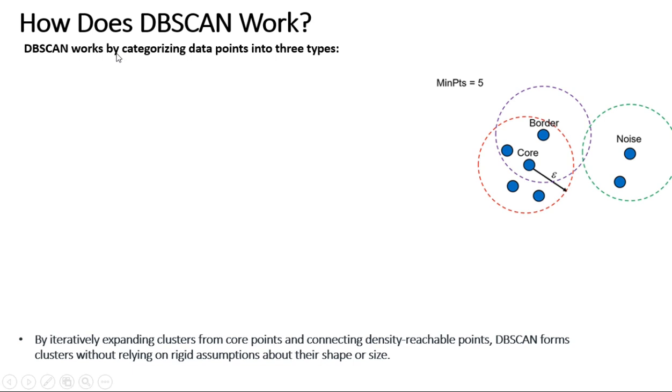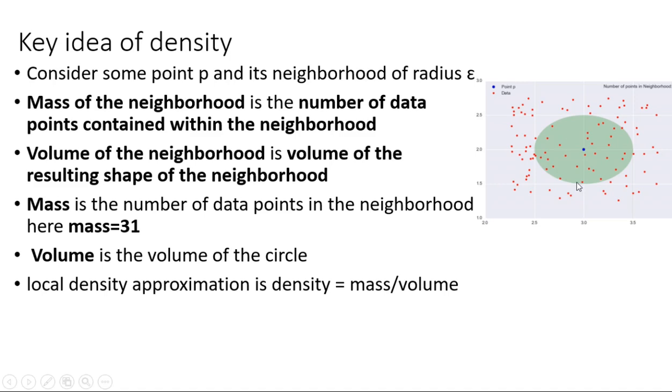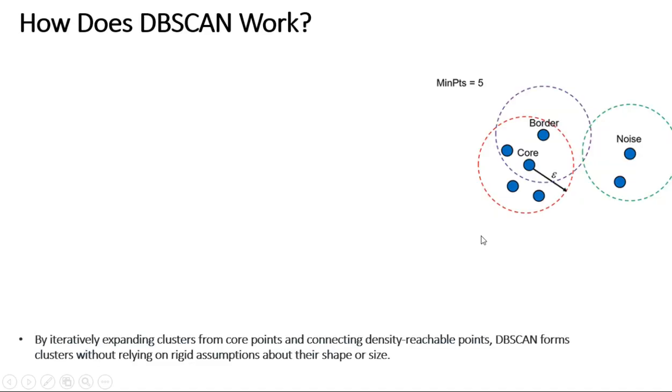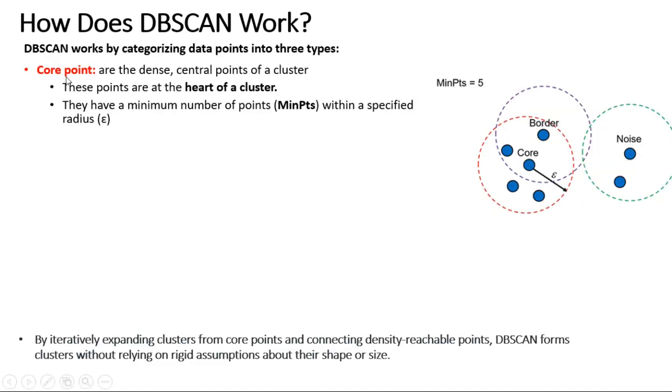DBSCAN works by categorizing the data points into three types. I've been talking about data points in this diagram, but there are three types of points that you need to know before knowing the algorithm. One is the core point. What is a core point? See this diagram here. All these circles are different clusters that I have. Just observe the red circle. The blue things are your data points. If you observe the red cluster, the point at the center, or at the heart of the cluster, I'm going to call the core point. As the word itself says, it is the heart of the cluster.